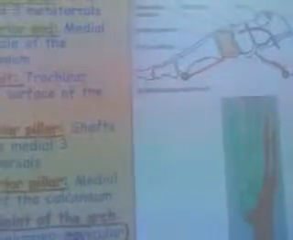Is it clear? And the main joint of this arch is the talocalcaneonavicular joint. This joint: talus, calcaneus and navicular. The talocalcaneonavicular joint is the main joint of the medial longitudinal arch.